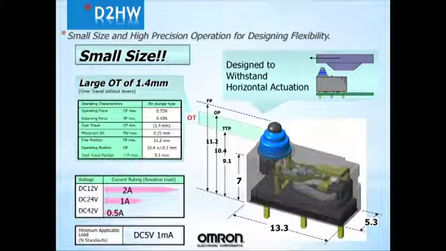D2HW, an automotive sealed switch, specifically designed for automotive applications. It's small in size and high precision operation, designed for flexibility. It has a large over travel of 1.4 millimeters. It has a current rating that can operate between 5 volts DC 1 milliamp all the way up to 2 amp. Specifically designed so it can be used in multiple types of applications, from control circuitry to turning on lights.